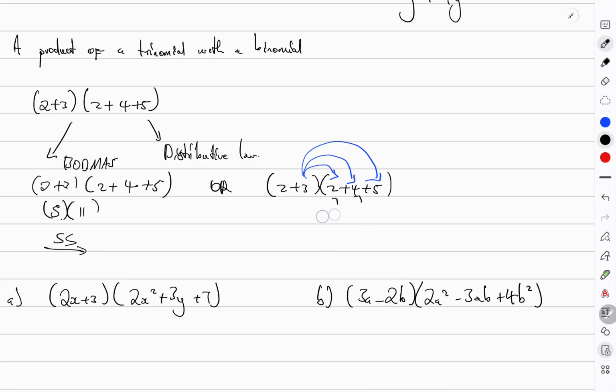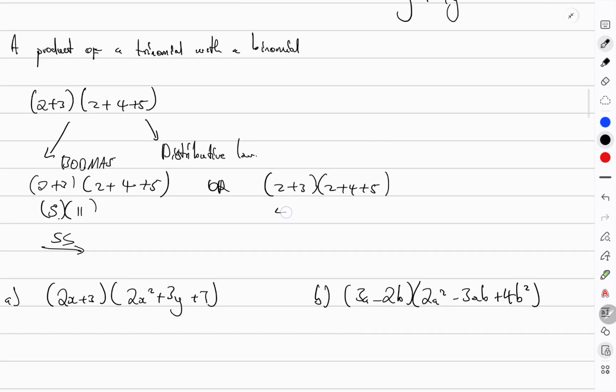Now let us see if the answer will be 55 as well. Therefore, I'm going to have 2 times 2, giving us 4, plus 2 times 4, giving us 8, plus 2 times 5, giving us 10. I'm done distributing the 2. Now let us distribute the 3. The 3 will multiply the 2, giving us 6. And the 3 will multiply the 4, giving us 12, plus the 3 will multiply the 5, giving us 15.